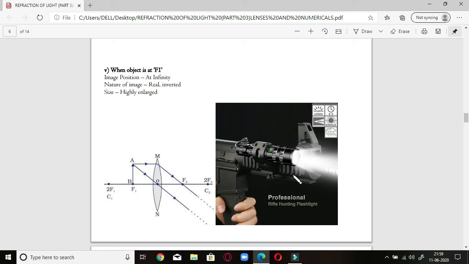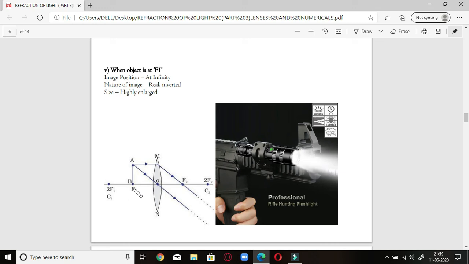Okay, for hunting purposes a flashlight is used, in which the source of light is placed at the focus. After passing through this convex lens, the rays will move parallel, right? And it is quite intense and covers a large distance so as to find the prey, right? So this is used as a rifle hunting flashlight. Even army people use this rifle also.